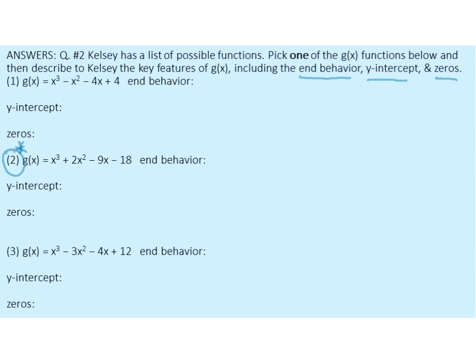Okay, I would love to see some answers going up here. You're going to force me to be doing all the work here. This is your chance to shine. Show the world how awesome algebra is. Yay! Love it. Love it, love it. Seeing the end behavior.